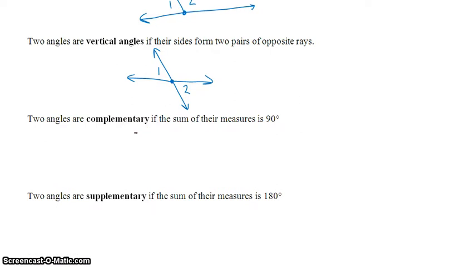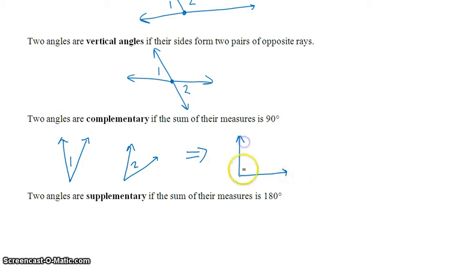Complementary angles. Complement means to complete. Complementary angles complete 90 degrees. Two angles are complementary if, when you put them together, they create 90 degrees. If angle 1 measured to be 40 degrees and angle 2 measured to be 50 degrees, 1 and 2 would be complementary. If I put the two angles next to each other, they would create a right angle.